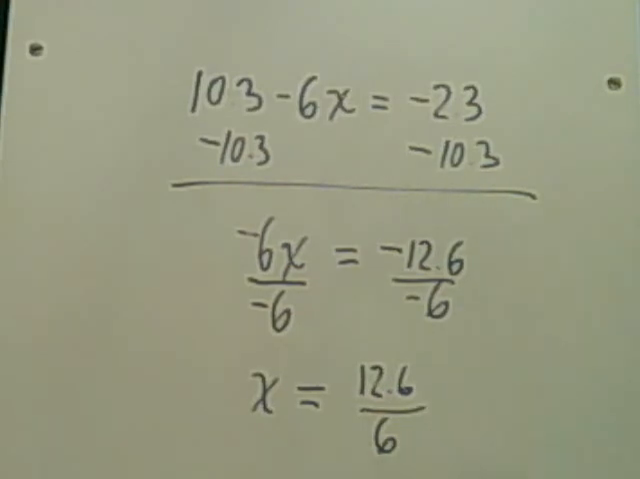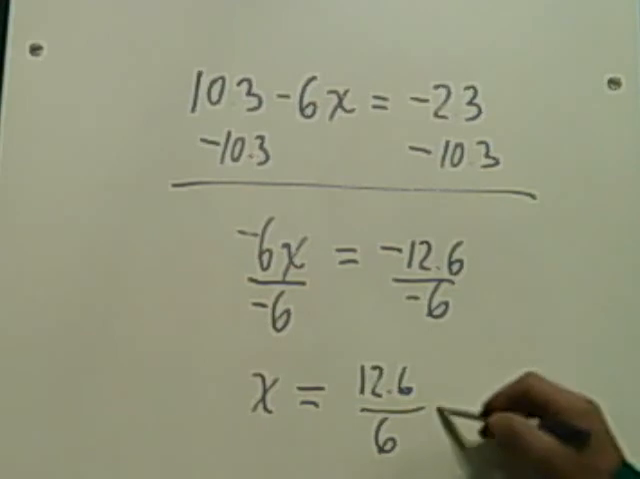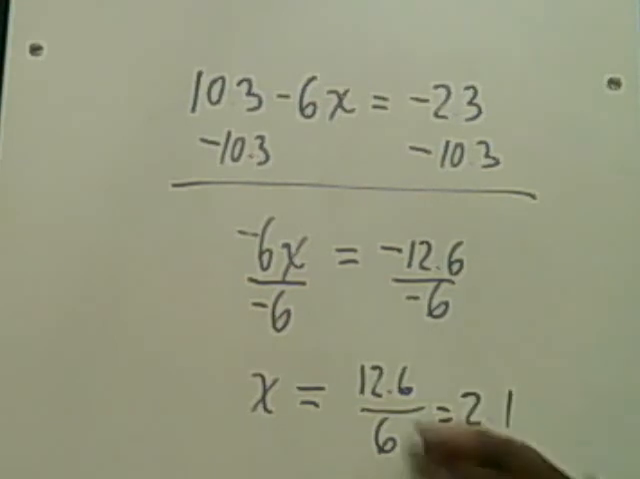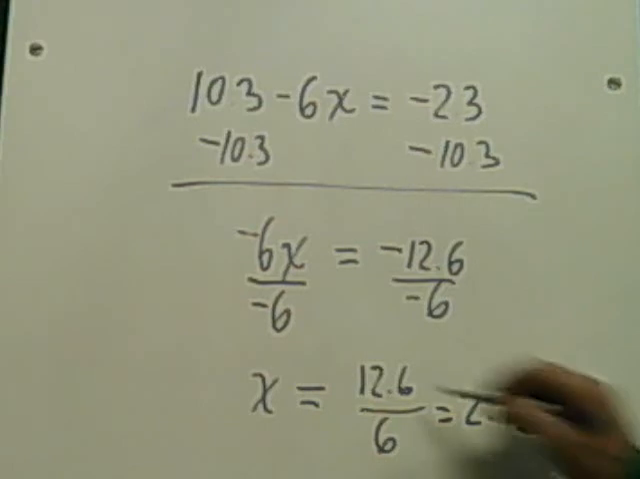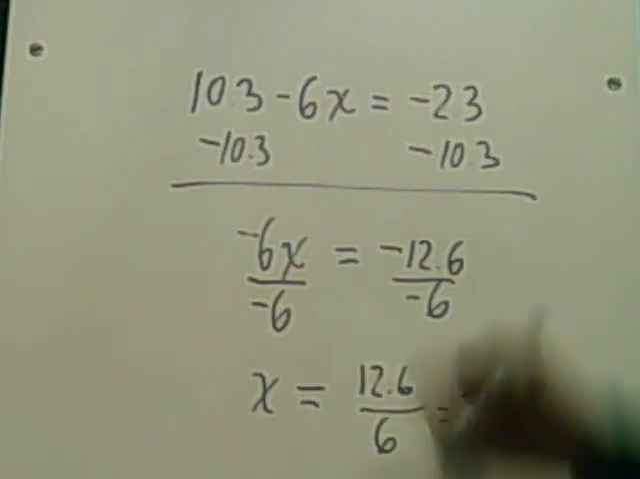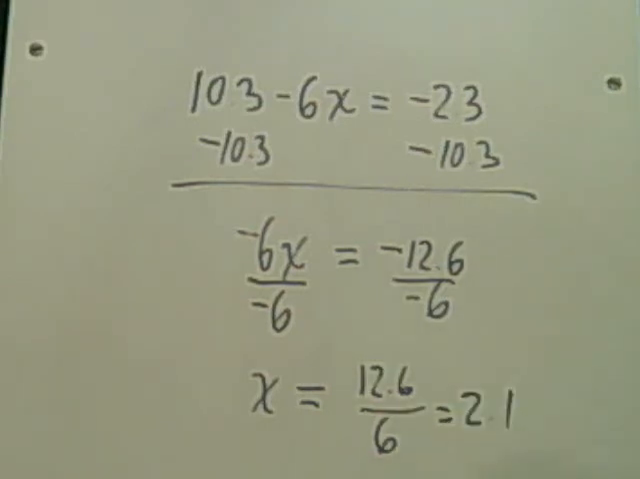12 divided by 6 is 2. The final answer is going to be 2.1, because the 0.6 divided by 6 is 0.1, and 6 times 2.1 is 12.6. So I just did that in my head because I'm used to dividing numbers a lot. Okay, 2.1, that's the answer on that one. Okay, good.